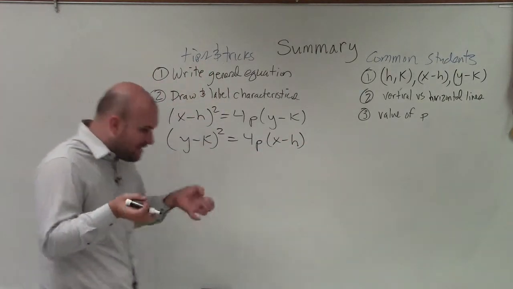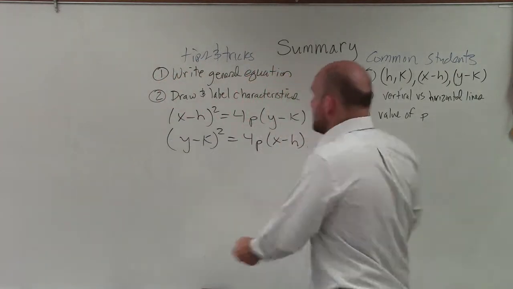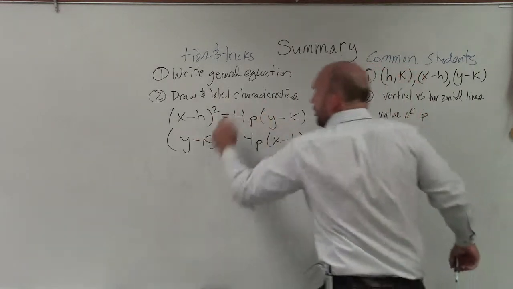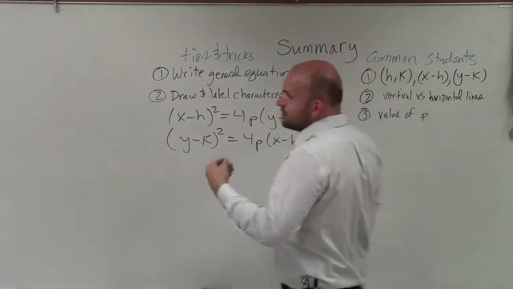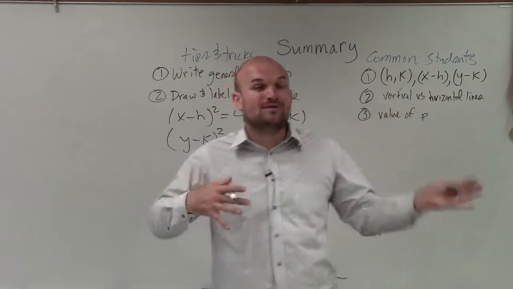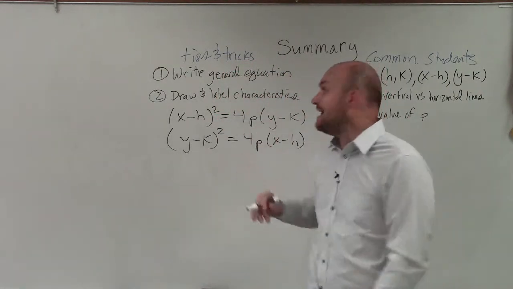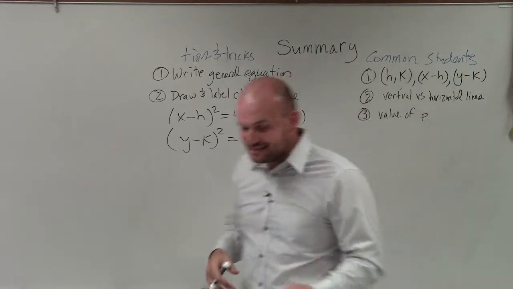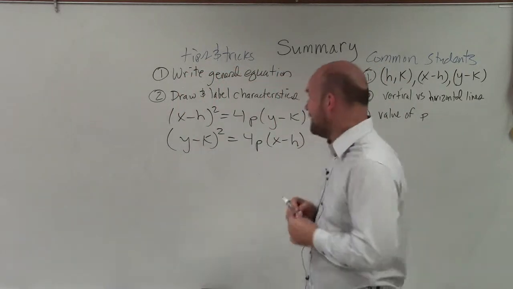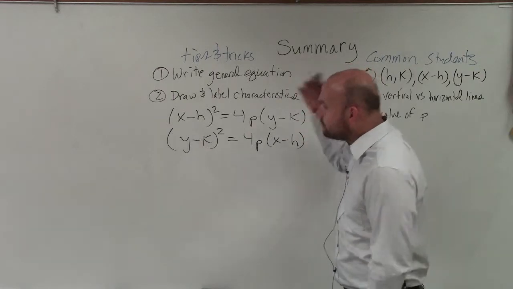Write them down and put them right under the equation so you can quickly say, oh, that's my h, that's my k. Oh, that's my k, that's my h, right? Remember, the h and the k's follow the x and the y's. A lot of students, if you don't write this down, you'll forget it, and it might turn into a common mistake. So write down the equation.